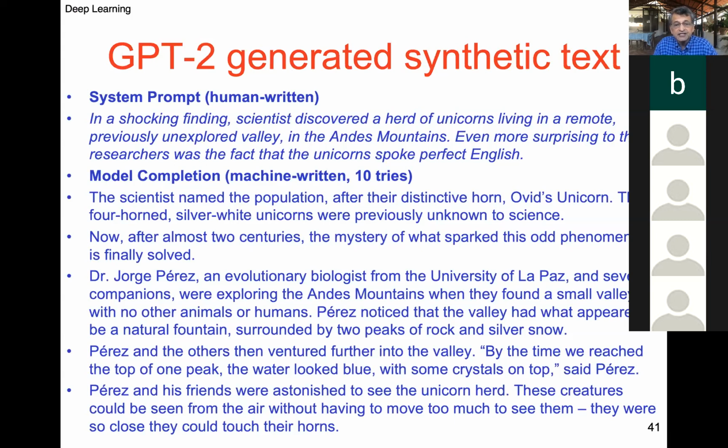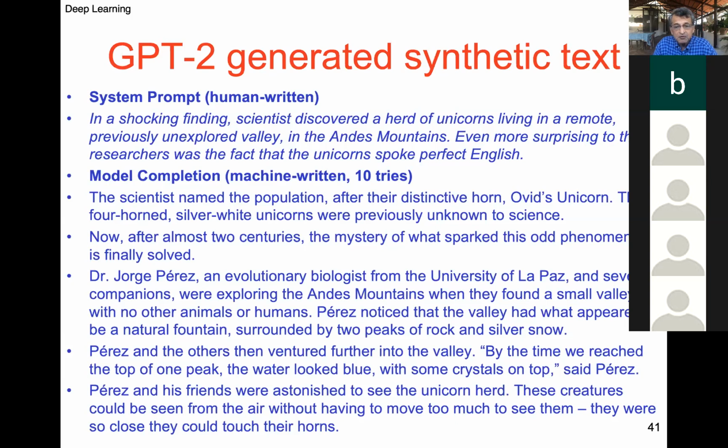In a shocking finding, scientists discovered that a herd of unicorns living in a remote, unexplored valley in the Andes Mountains. Even more surprising to researchers was the fact that the unicorns spoke perfect English. So it was as if this non-existent animal herd existed in the Andes. And not only that, they all spoke perfect English. And they gave it to this GPT-2 to generate new text. And this is what it generated after 10 tries. I guess it kept on improving it.